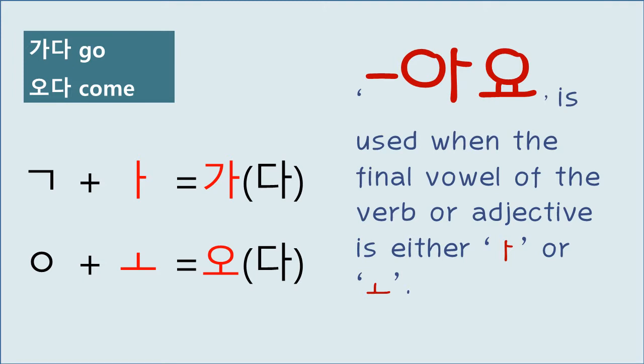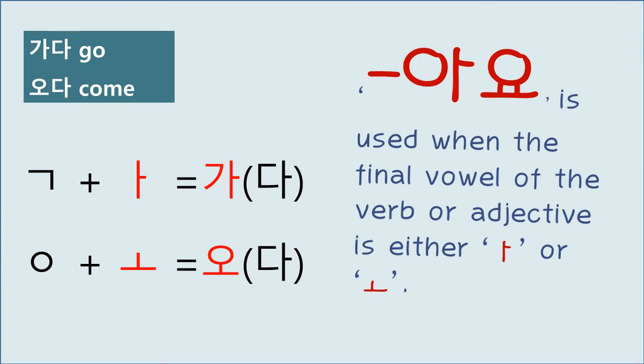Now, if the verb or adjective ends with a vowel that is either a or o, then we need to add ayo. So for example, the verb to go, 가다, if we ignore the da at the end, then the final vowel is an a. So for 가다, we add ayo. And for oda, it ends with an o, so we also add ayo. Let's see what that looks like.